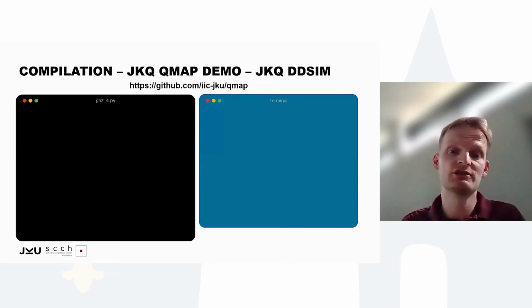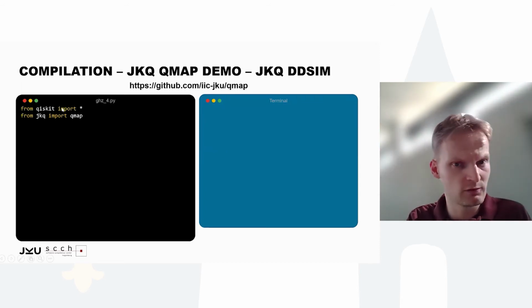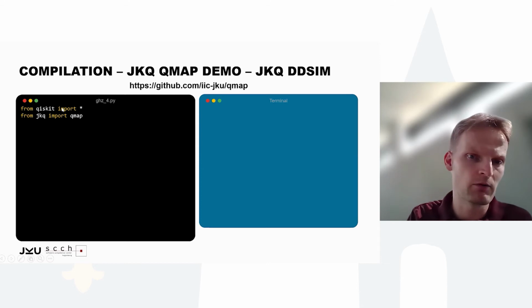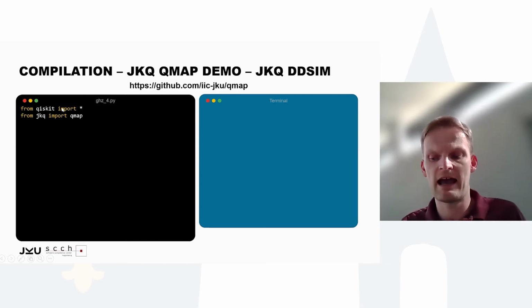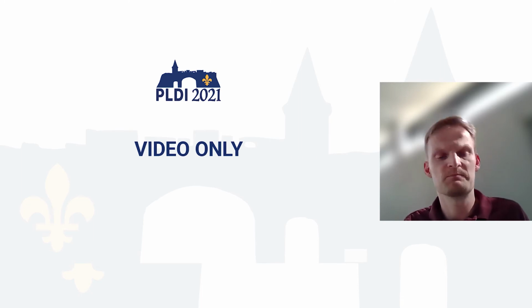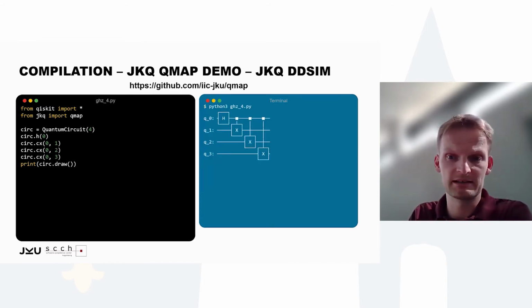And again, just a small Python script helps you to utilize and exploit that by simply importing corresponding libraries. In this case, our software is called QMap, Quantum Mapper. And again, you initialize a circuit, a typical thing, how you would do it in Qiskit. And then if you print that, that's what you get.